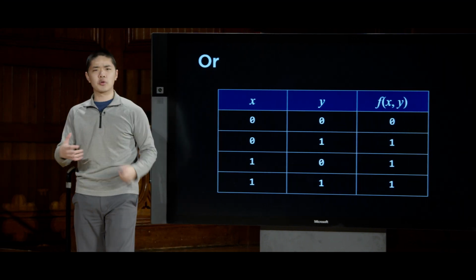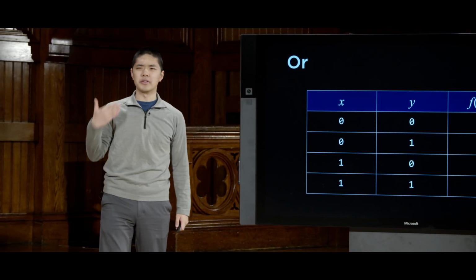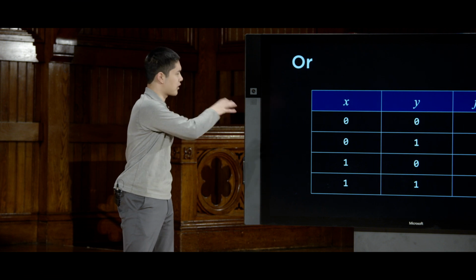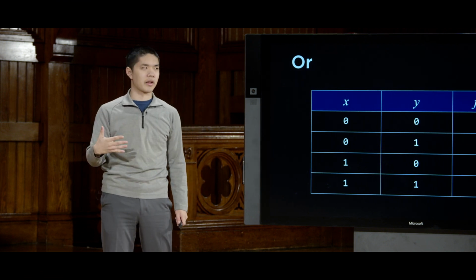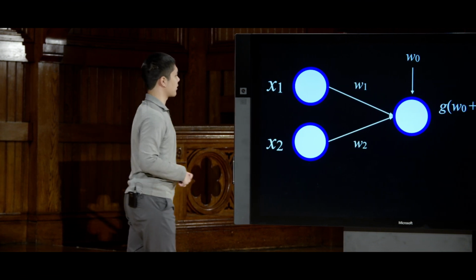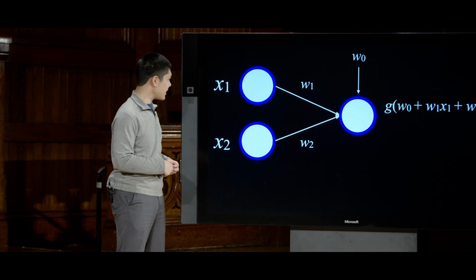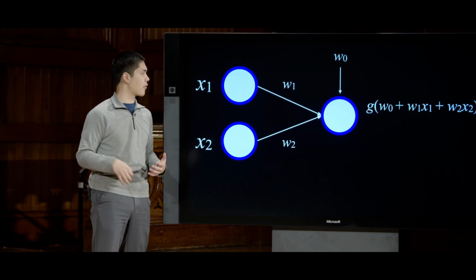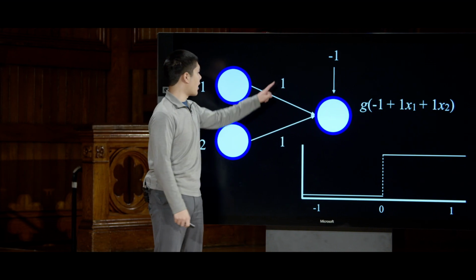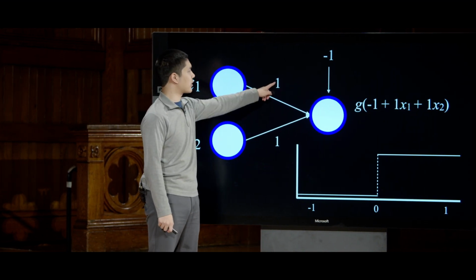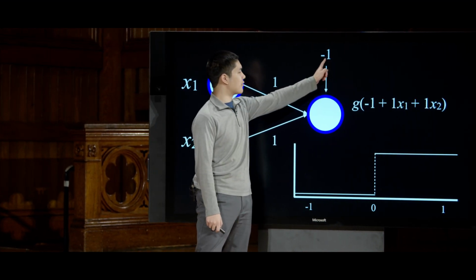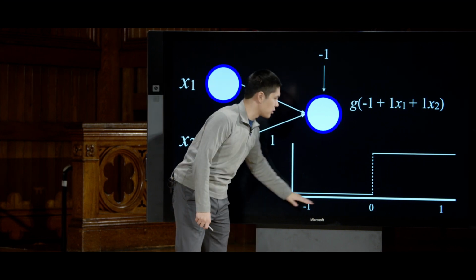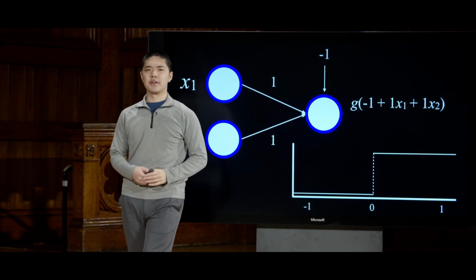So the question is, how could we take this and train a neural network to be able to learn this particular function? What would those weights look like? Well, we could do something like this. Here's our neural network. And I'll propose that in order to calculate the OR function, we're going to use a value of 1 for each of the weights. And we'll use a bias of -1. And then we'll just use this step function as our activation function.